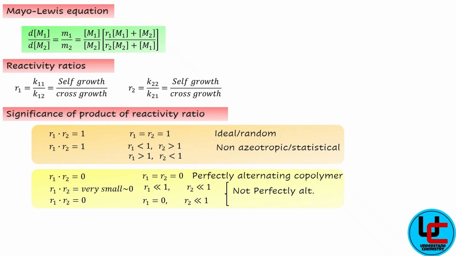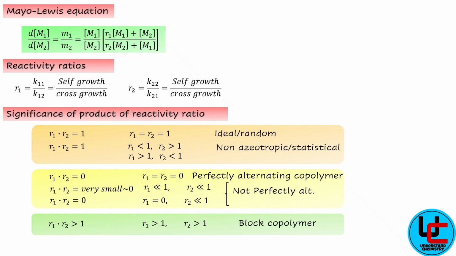In another case, if both r1 and r2 are much greater than 1, then the product r1r2 will also be greater than 1 and the system tends toward block copolymerization. This means each radical prefers its own monomer, but this is a rare case. Actually, in this case, we most probably end up with a blend of two homopolymers. I have discussed these cases in more detail in my last video.